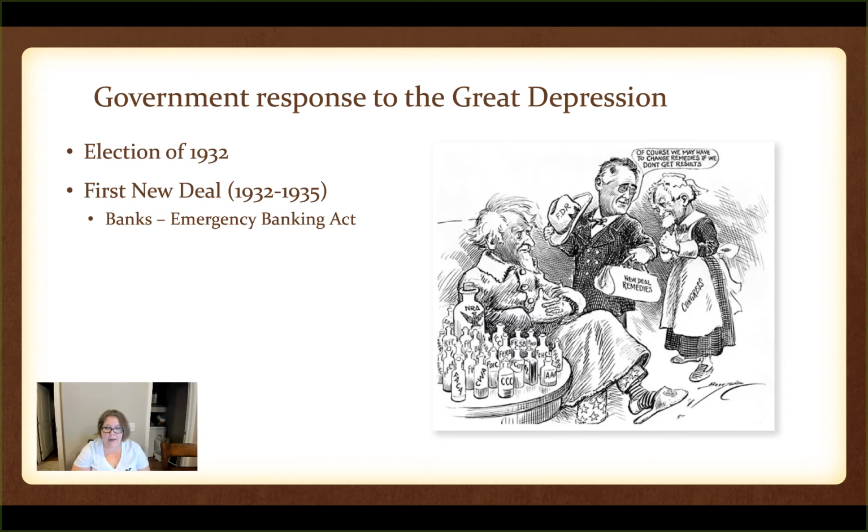He's born in 1882. He's actually the fifth cousin of Theodore Roosevelt, who was, of course, a former president in the United States. He served as Undersecretary of the Navy during the First World War and ran for vice president on the Democratic ticket in 1920. In 1921, he contracted polio, which caused him to lose the use of his legs.